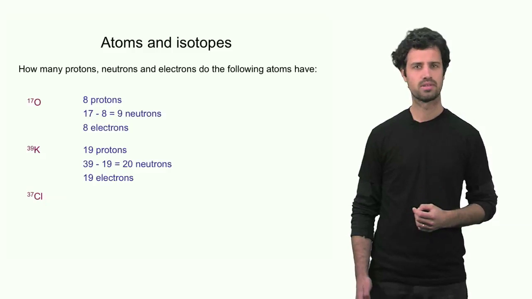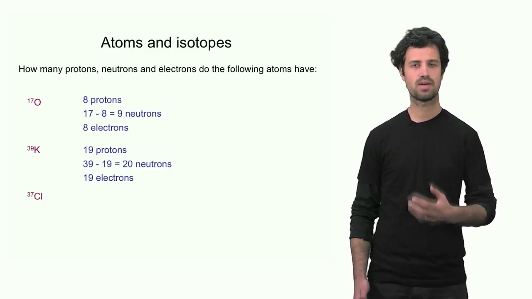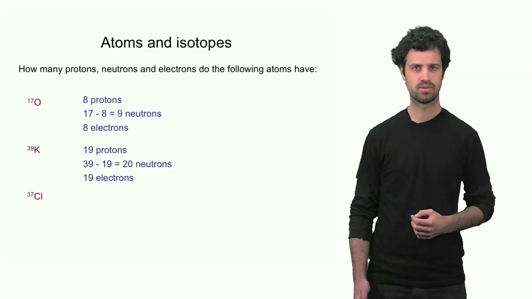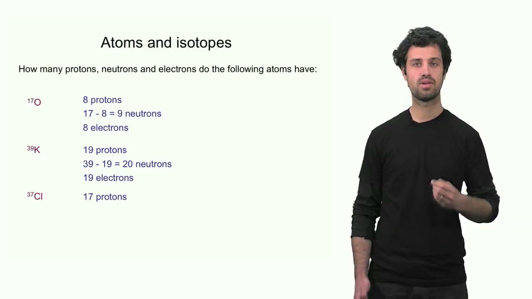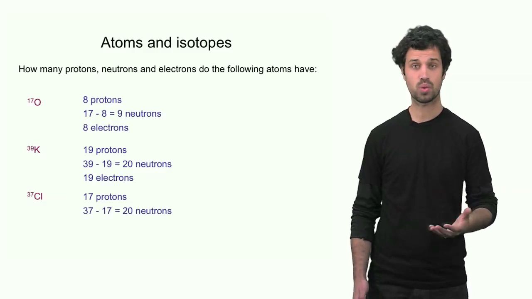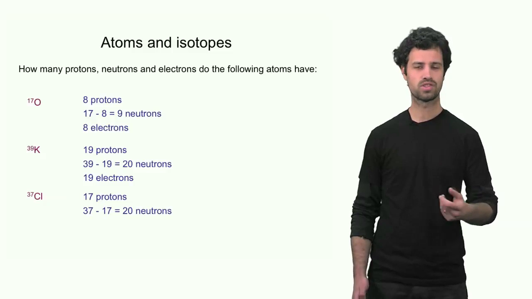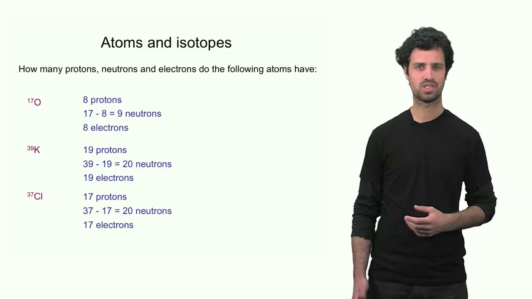Chlorine 37. Chlorine is number 17 in the periodic table, which means it has 17 protons. It has 37 minus 17, which is 20 neutrons. And once again, the number of electrons is similar to the amount of protons, which is 17 electrons.